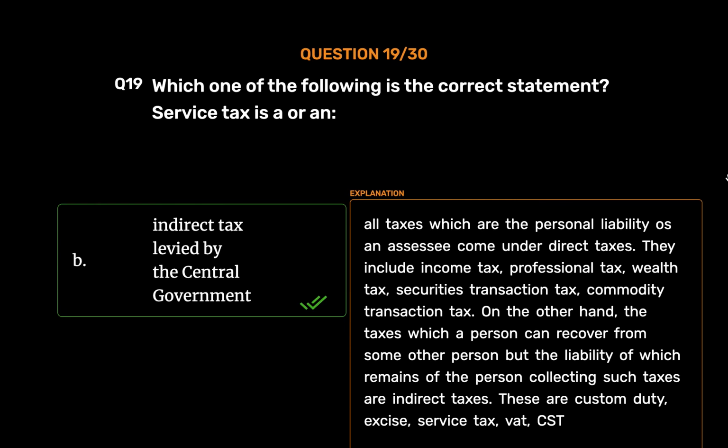All taxes which are the personal liability of an assessee come under direct taxes. They include income tax, professional tax, wealth tax, securities transaction tax, commodity transaction tax. On the other hand, the taxes which a person can recover from some other person, but the liability of which remains with the person collecting such taxes, are indirect taxes. These are custom duty, excise, service tax, VAT, CST.